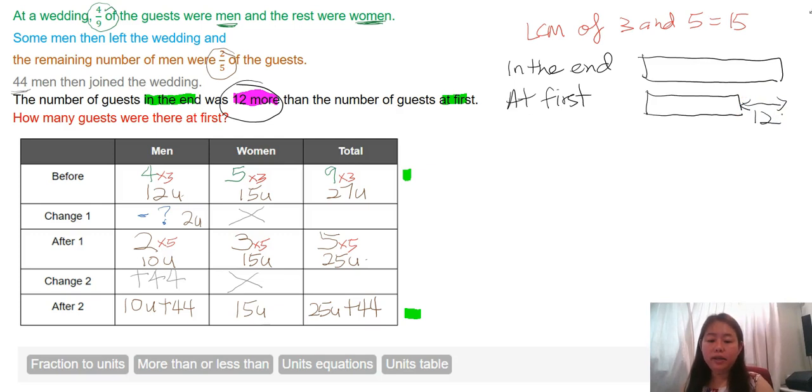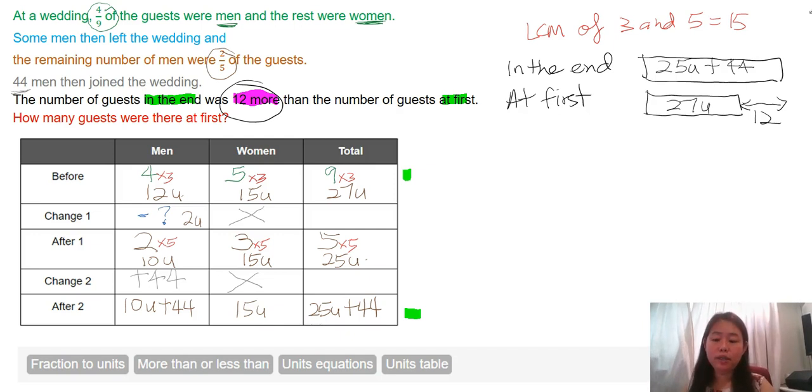So in the end, the number of people is actually 25U plus 44. And at first, this is actually 27U. So for primary 6 math, it's very important to manipulate the figures to create something that is equal.